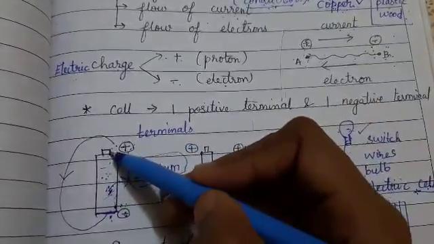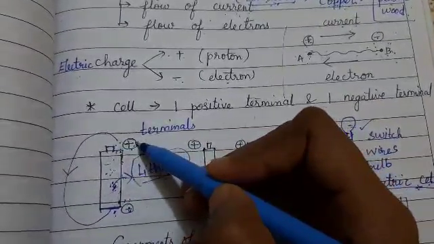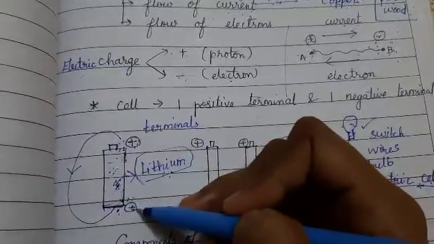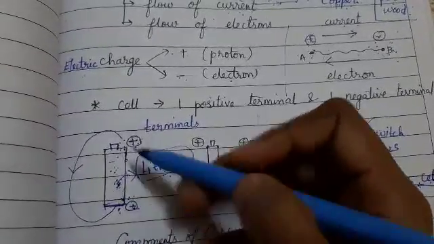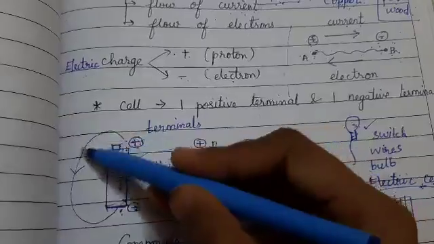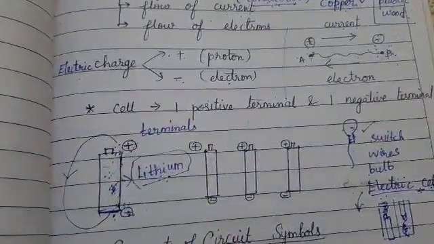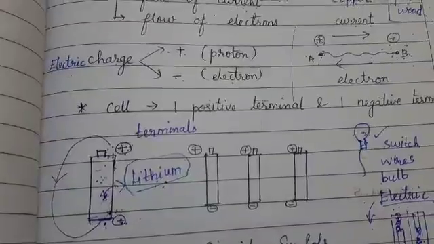In an electric cell, the projected end will be considered as the positive terminal, and the flat end of the cell will be considered as the negative terminal, in such a way that the current always flows from the positive to the negative terminal.